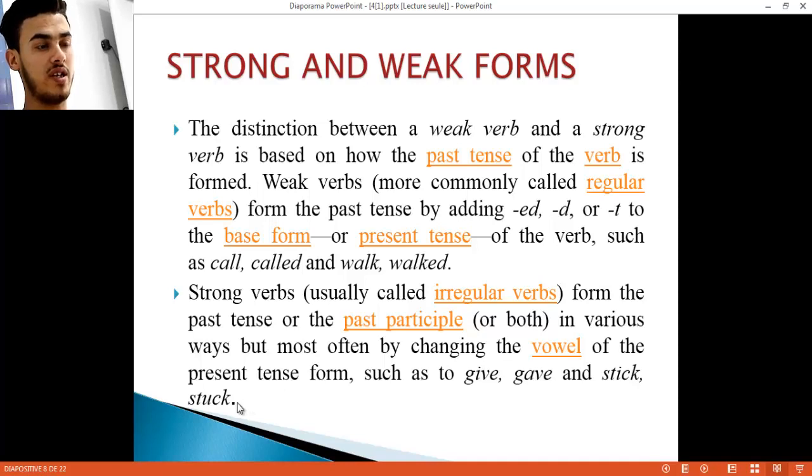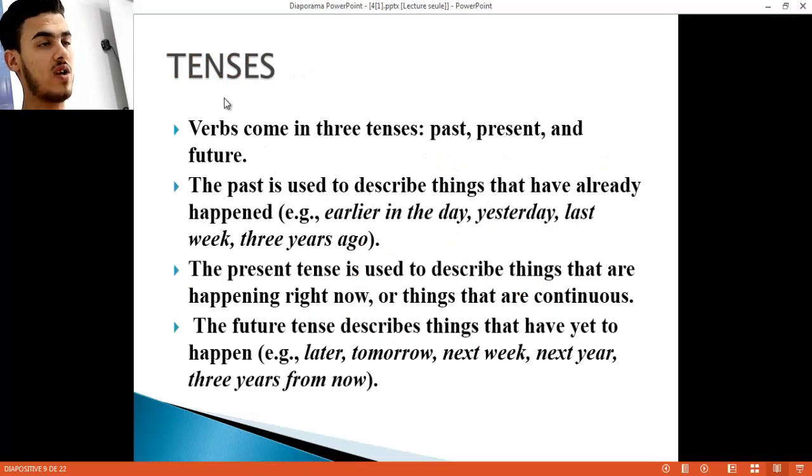So here to make a distinction between the two forms, a weak verb is a verb when we make its past, we are obliged only to add a d or t or ed, and those are regular verbs, while in the irregular verbs, it means that their past or past participle form changes differently.